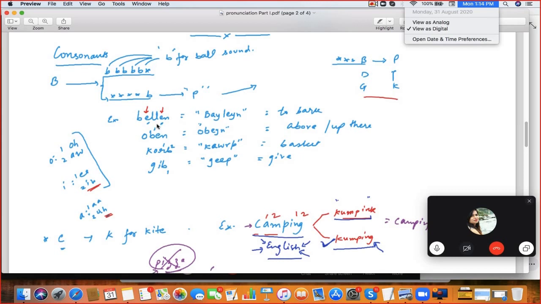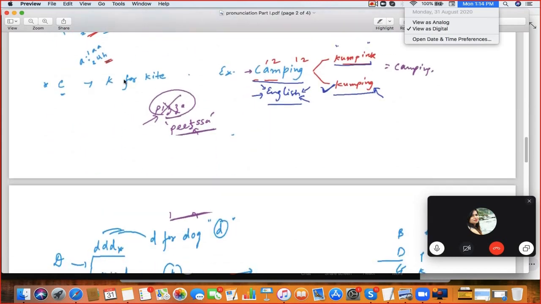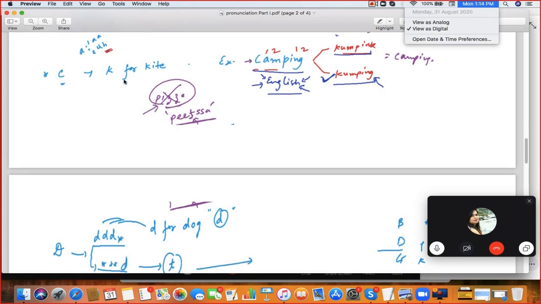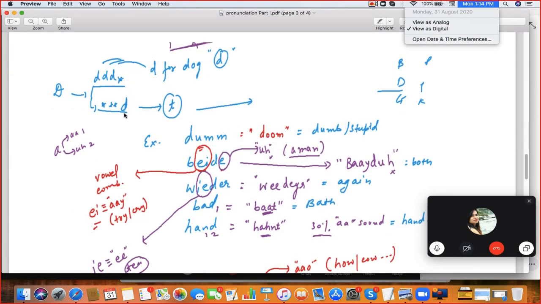Right. Next is C. C is having the K sound. So speak the example. Camping. Correct. Next is D. D in the end is T and beginning or middle is D for dog. So speak the example. Dom.